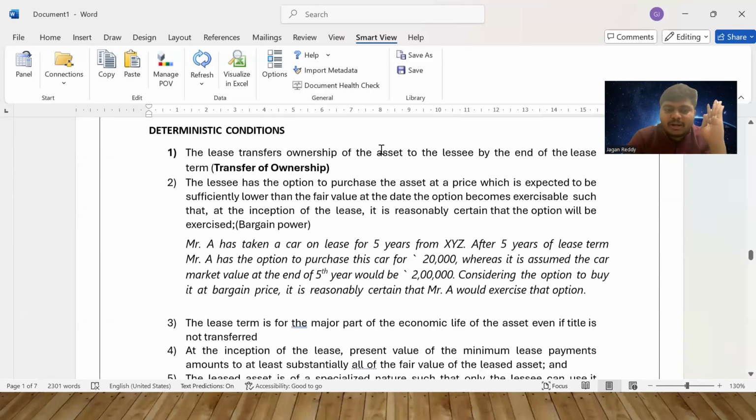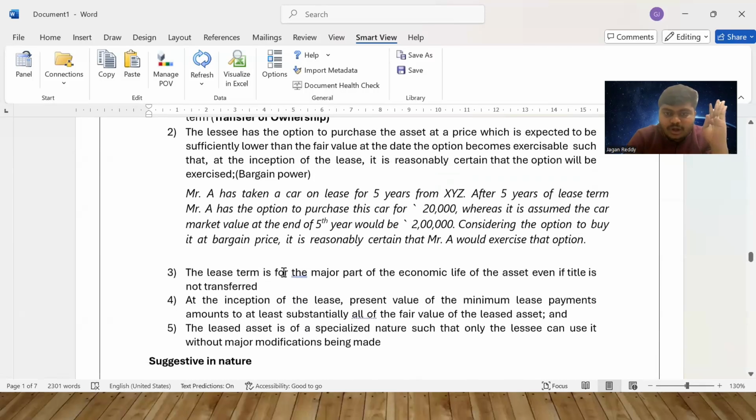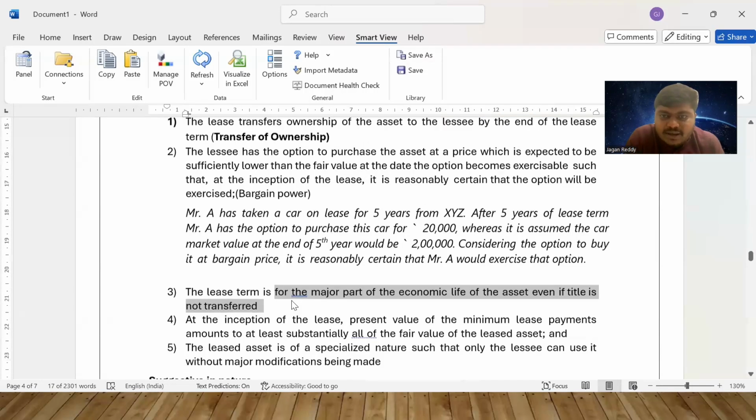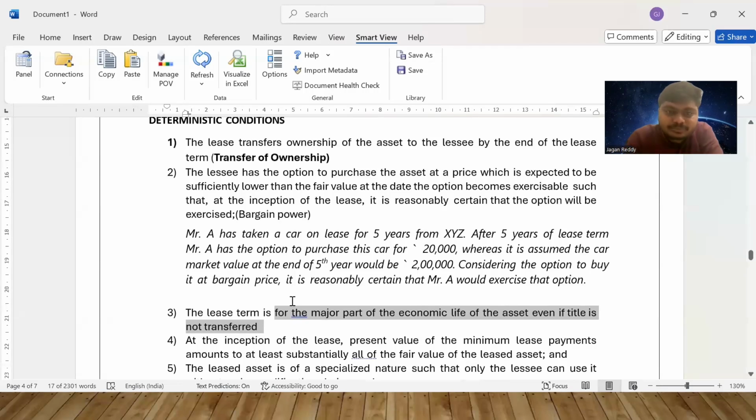And the fourth point is, for suppose the value of an asset is 10 lakhs, the present value of minimum lease payments is equal to or more than the value of an asset, then it should be considered as a finance lease. If any one of the conditions is satisfied, then it should be considered as a finance lease. Nana, anything missed?